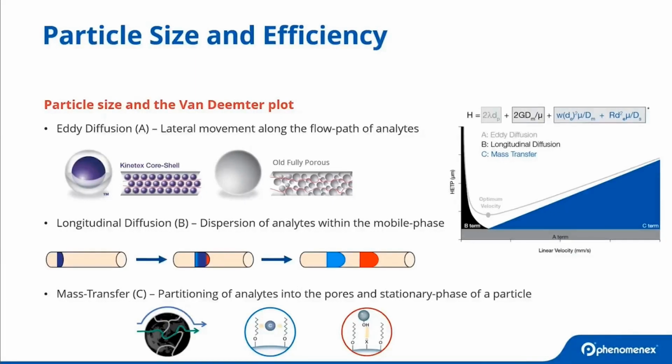We refer to that distance as the height equivalent of theoretical plates, HETP, as graphed right here. We want the most plates possible, the highest level of efficiency. Conversely, we want the smallest theoretical plate height, as demonstrated right here on this graph.